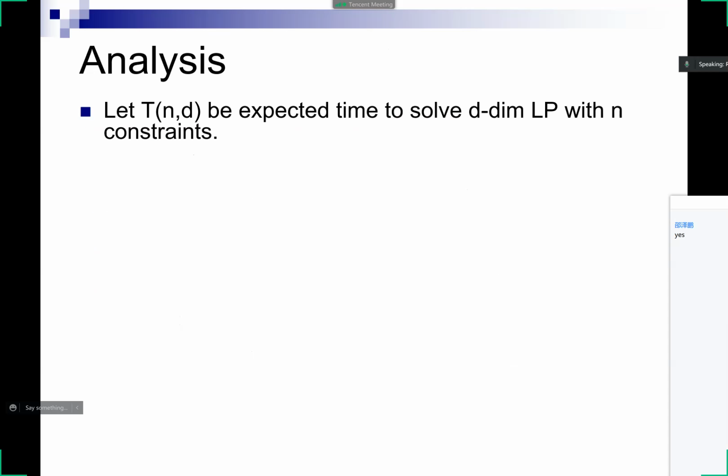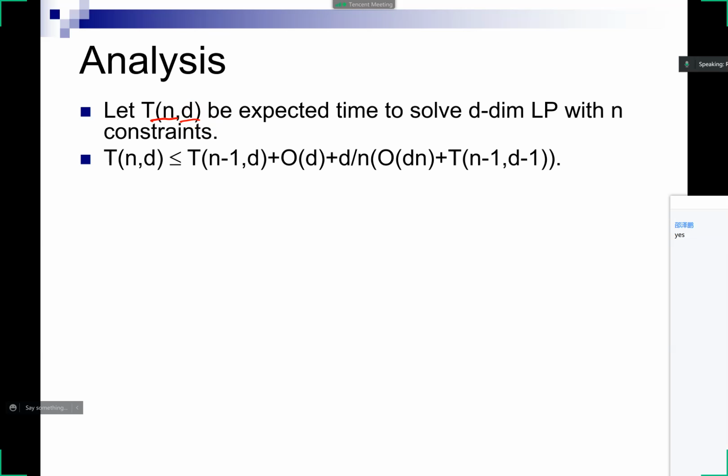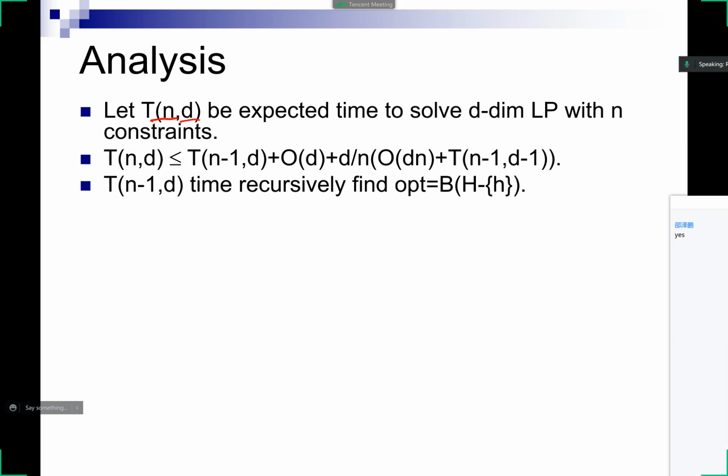Okay, all right, so now let's look at the time complexity for this algorithm. This complexity is going to be a function of two variables: the number of constraints that we have, which is n, and the dimensions that we're working with. And the claim is that this time complexity is going to satisfy this inequality. Let me show you what all these terms are.